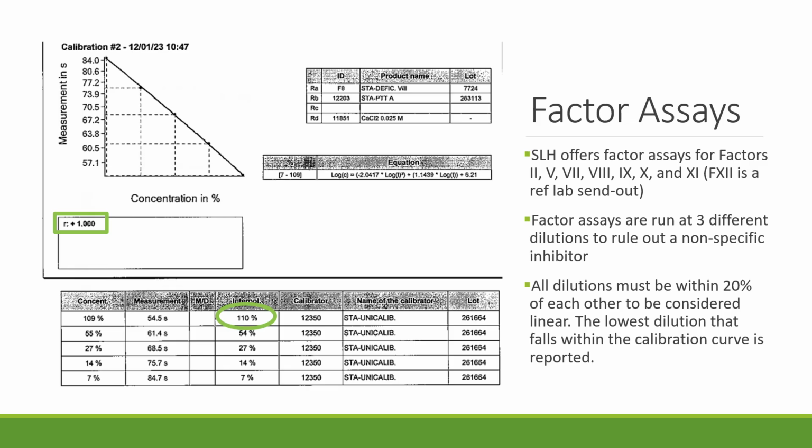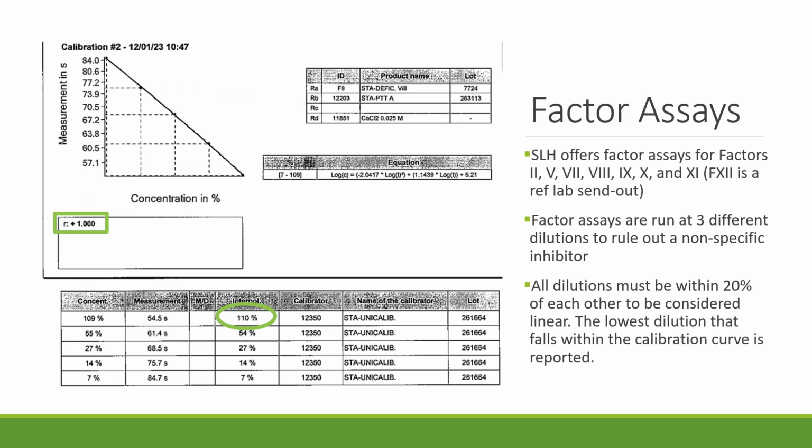But this is a normal calibration curve. Everything looks great. Instrumentation is great. Our value is 1.0, which is ideal. It just means it's perfectly linear. And our range on the calibration curve is 110% at the top to 7% at the bottom. So before you do anything with factor assays, you need to know what your calibration curve range is.